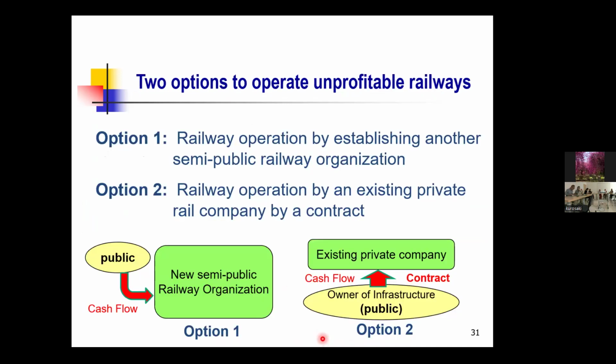In the next 3 slides, I would like to consider how to operate unprofitable railways in Japan. In Japan, when railway operation is required in case they are unprofitable, the local government establishes a semi-public railway organization in many cases, as shown in option 1. On the other hand, in European countries, railway operation by a contract with an existing railway is also common, as shown in option 2.